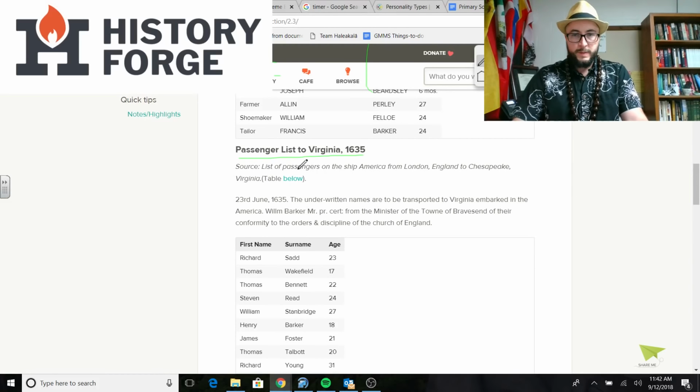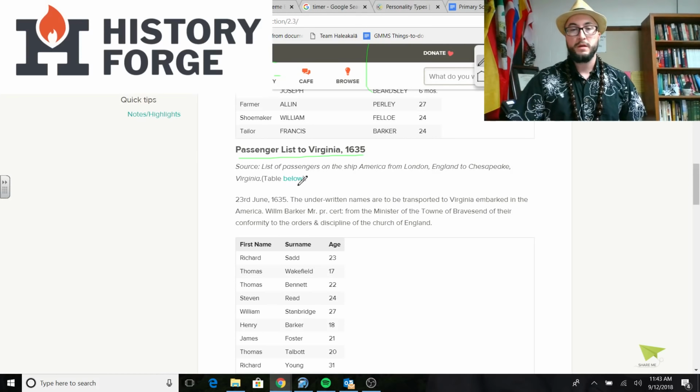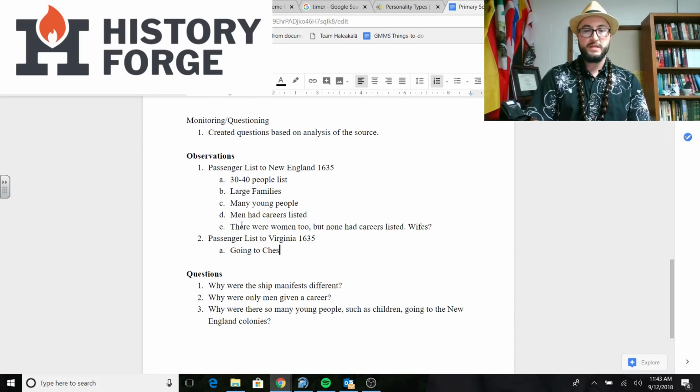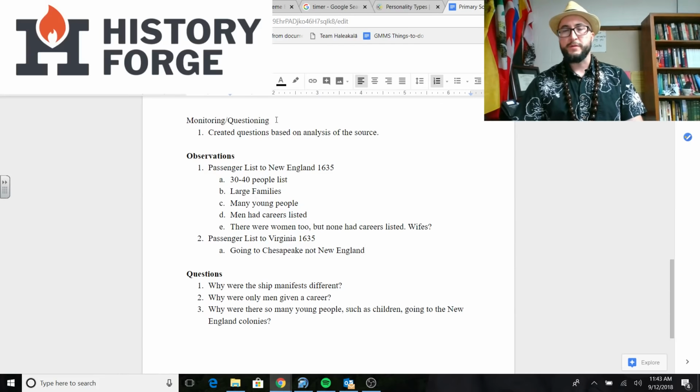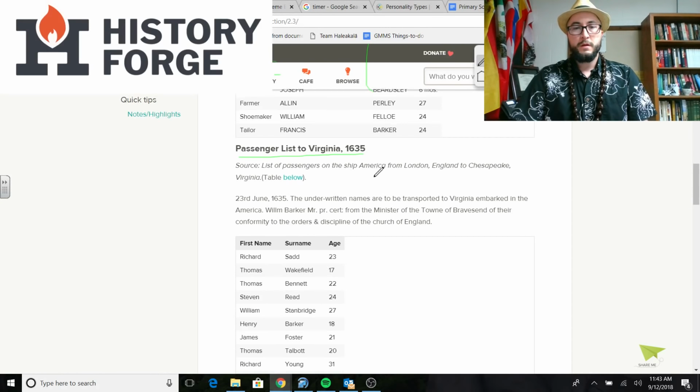So looking at this, we got a list of passengers on the ship America from London, England to Chesapeake, Virginia. So this one's going to Chesapeake, not New England. So I can make that observation. And Chesapeake would have been a more southern place, so probably better for planting. I'm guessing this is going to be about farmers.